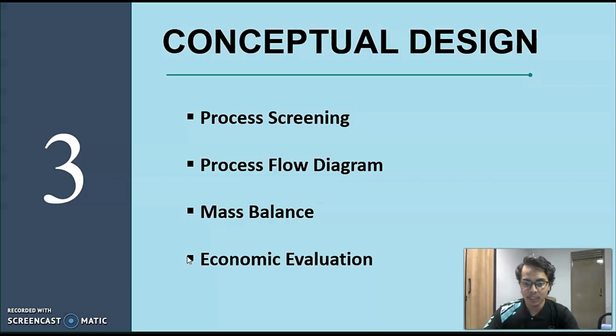Assalamualaikum and good day. My name is Muhammad Afiq and I will proceed with the conceptual design of our LNG offshore plant. So in this part, I will be explaining the process screening, process flow diagram, mass balance, and economic evaluation.